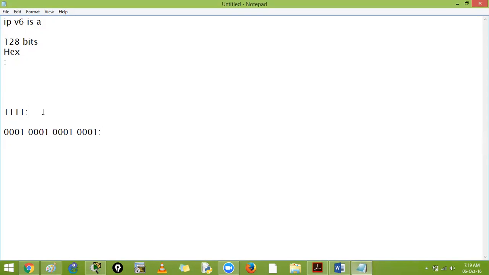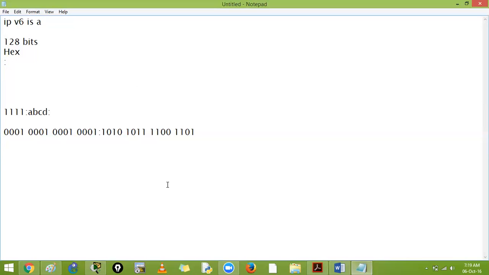So you might see an address like ABCD colon. ABCD will be like here: A is 10, 1010; B is 11, 1011; C is 12, 1100; and D is 13, 1101, like this. So this is a 128-bit address written in hexadecimal format and separated by colons.